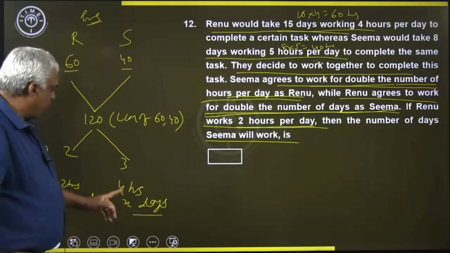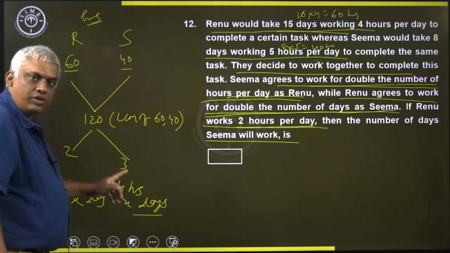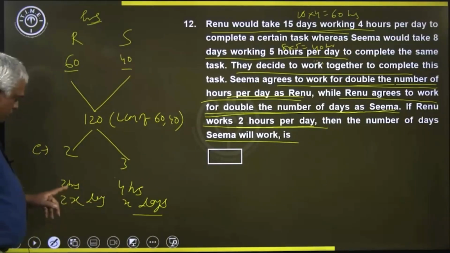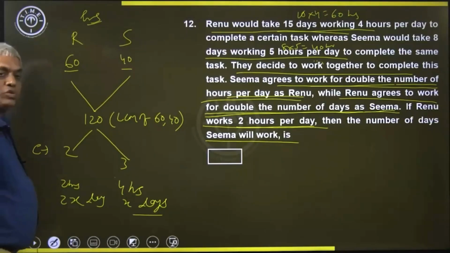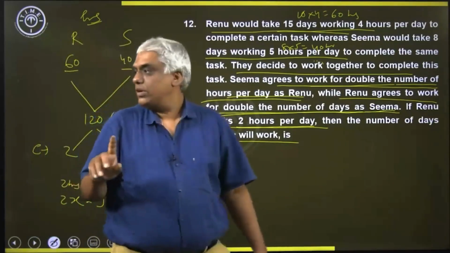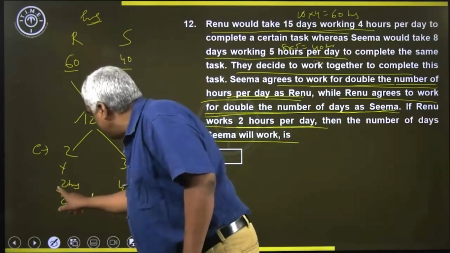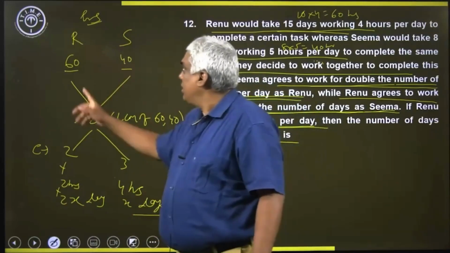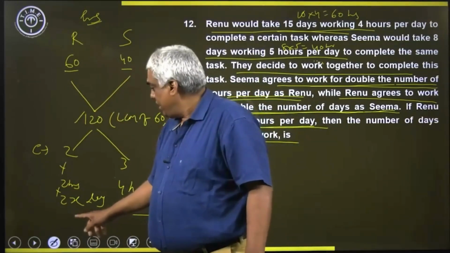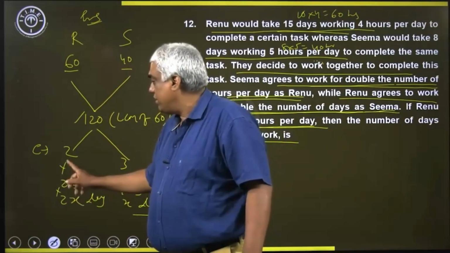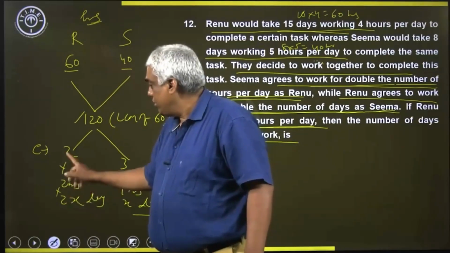Every day Seema is doing 3 units of work per hour and she is working 4 hours a day. Renu is working 2 hours per day, and every hour 2 units of work. The total work has to be 120. Renu is working 2x days, every day 2 hours, so 2 into 2, 4x hours, and every hour 2 units. So 4x into 2, 8x.